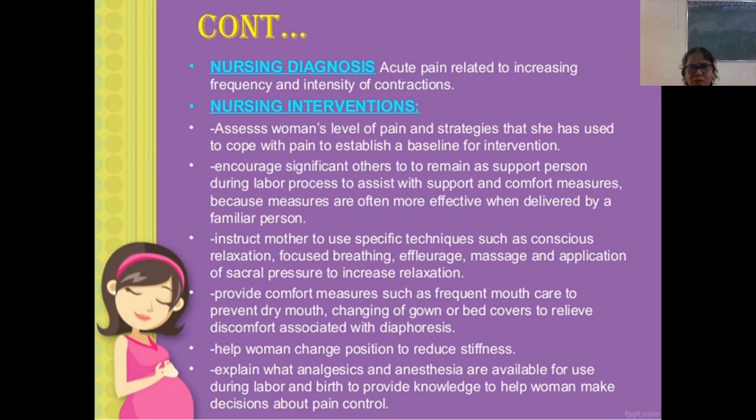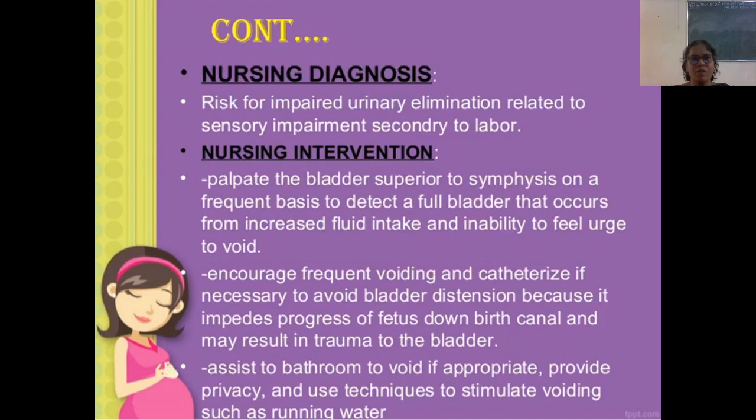Instruct the mother to use specific techniques such as conscious relaxation, focused breathing, effleurage, massage and application of sacral pressure to increase relaxation. Provide comfort measures such as frequent mouth care to prevent dry mouth, and changing of gown or bed covers to relieve discomfort associated with diaphoresis. Help the woman change position to reduce stiffness. Explain what analgesics and anesthesia are available for use during labor and birth to provide knowledge to help women make decisions about pain control.